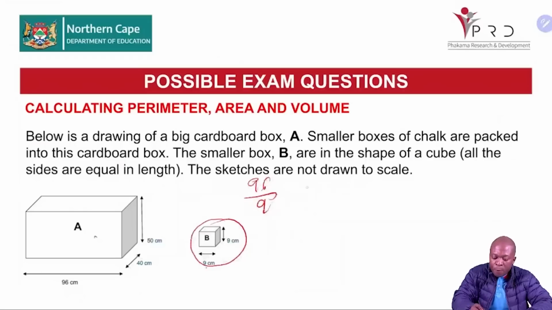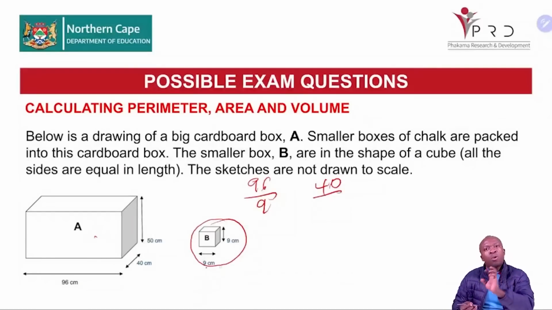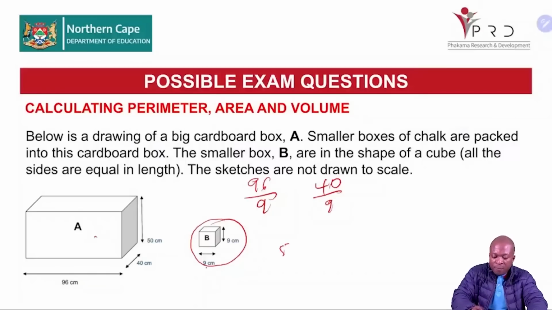You take the 40, you divide it by also 9. Can you see every side is a cube? So all the measurements are the same. So I'm going to divide by 9. Then the height, which is 50, I'm also going to divide it by 9.